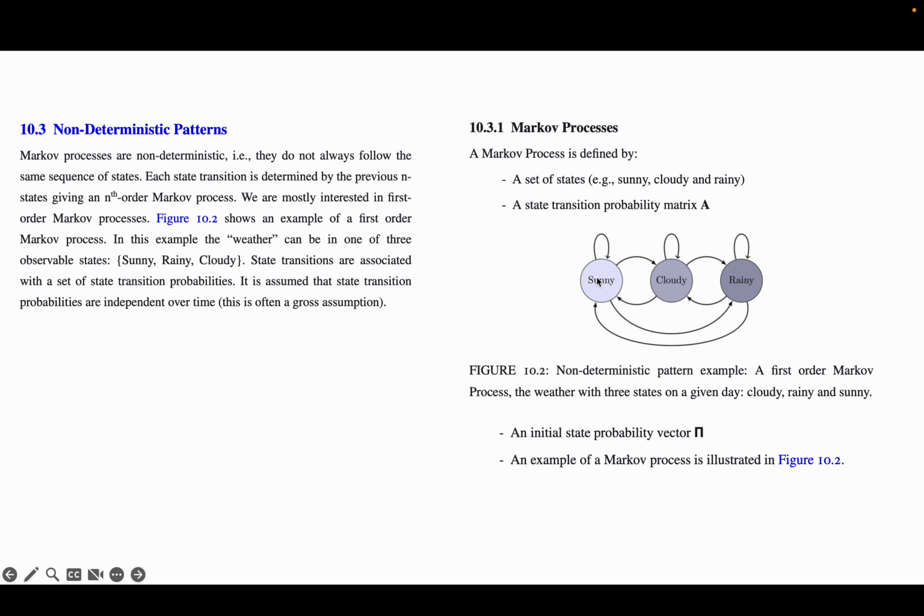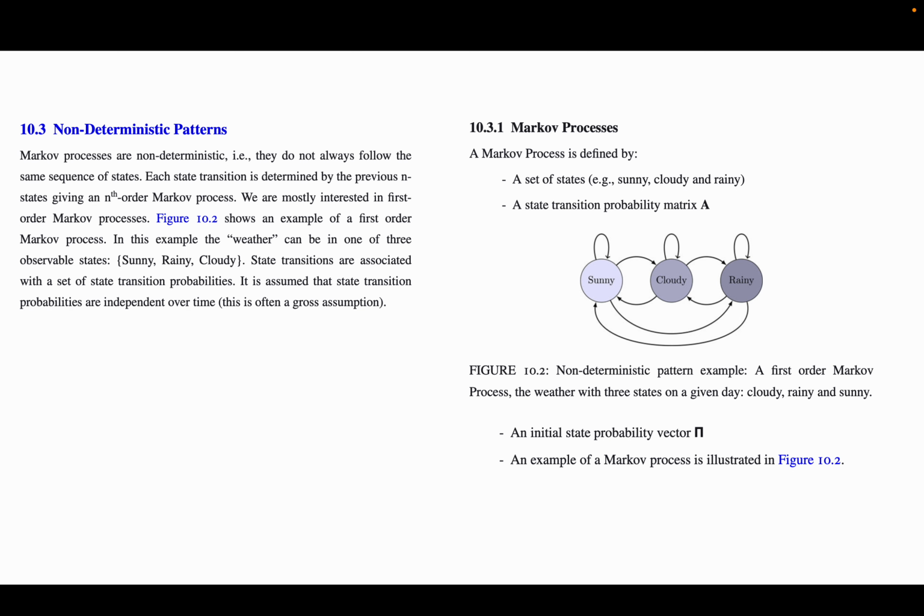Or the next day could be rainy, so you could go from sunny to rainy. And this might not be the best logical model, because one could argue that you would have to become cloudy before you could become rainy. But let's pretend that it works like this. And so this is an example of a non-deterministic pattern and a first order Markov process, and the weather has what we call three states.